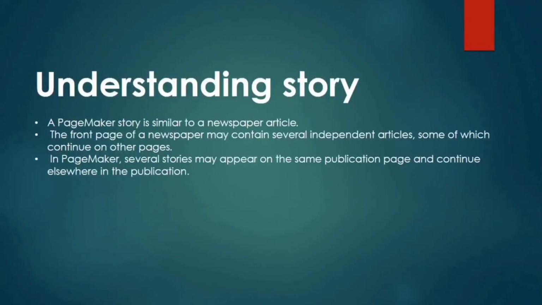Understanding story. A PageMaker story is similar to a newspaper article. The front page of a newspaper may contain several independent articles, some of which continue on other pages. In PageMaker, several stories may appear on the same publication page and continue elsewhere in the publication.